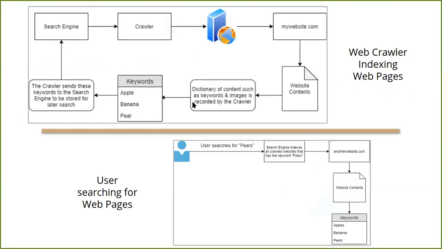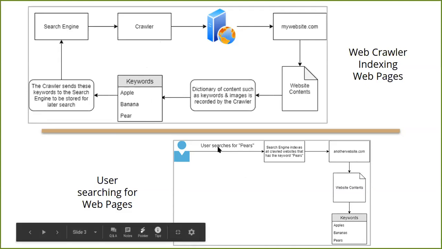And if we look at this diagram at the top, this is how the crawler does its work. If you start in the top middle, you have the crawler and it goes out to the internet, and say it finds a website called mywebsite.com. It's going to go through that website and find all the outgoing URLs and all the incoming URLs, as well as images and keywords, basically just all the website content it can find. And then it's going to keyword them, such as apple, banana, and pear, and send them to the search engine database so that they can be stored.